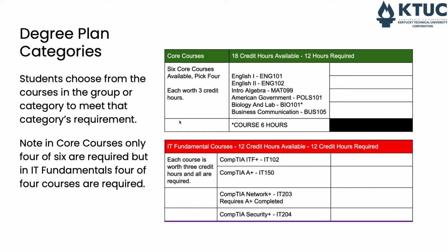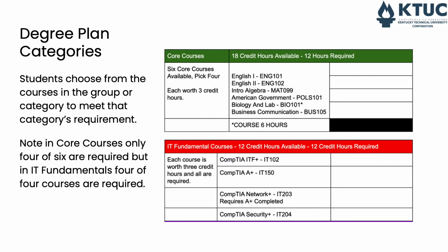This is a fuller view where you can now see courses that are listed under the categories. In this first section, core courses, in green, you'll notice that there are 6 courses listed. The requirement is to pick 4. So if there are 2 that you really hate, those are the 2 that you don't pick. Once you've completed those, you will have met the requirement for that category.